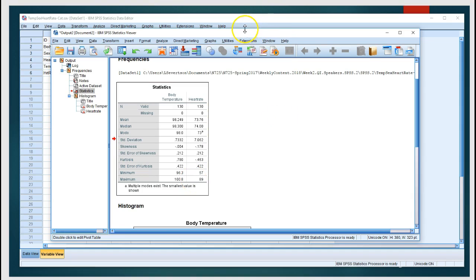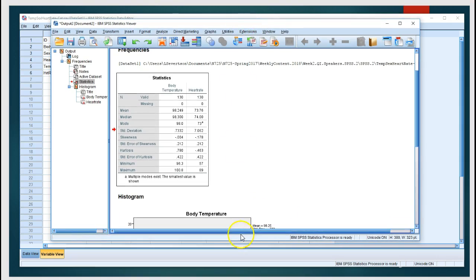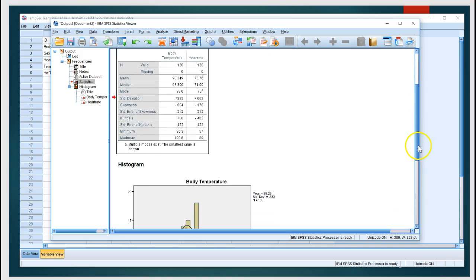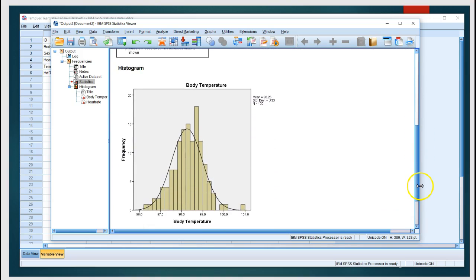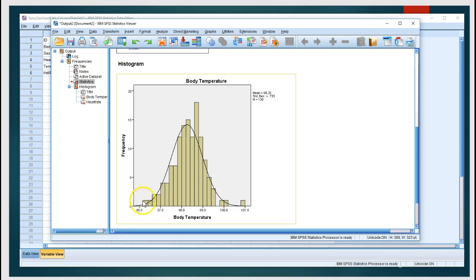All right, so now let's take a look at body temperature. And this is the histogram. And this shows you that distribution of those values from low to high. And it shows you that curve, which is a little bit to the left. It's not straight in the middle.